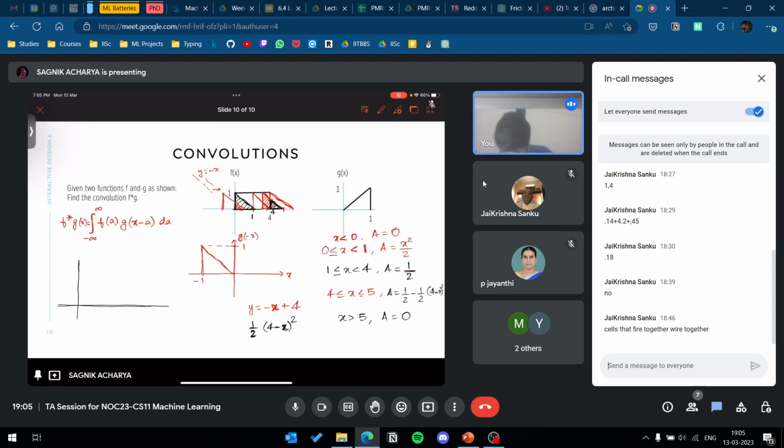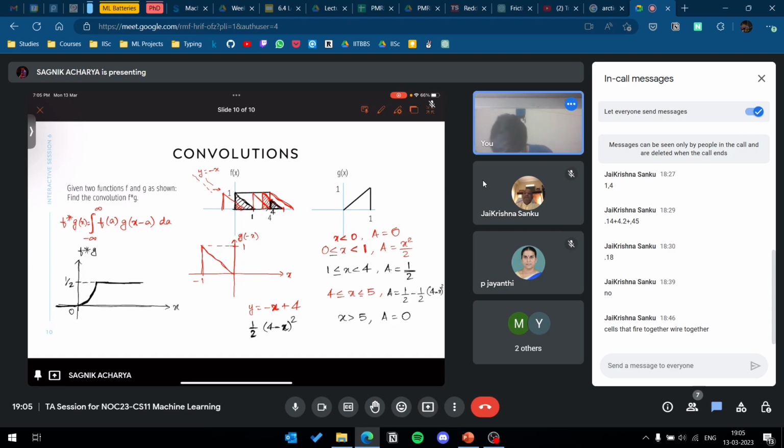So this is x and this is f star g, right? So up till x equal to 0 it is all 0. Then from x equals 0 to 1 it's x square by 2, so it's a parabola, right? Then from x equals 1 to 4 the value is fixed at half. So if you calculate the value at x equal to 1, this value comes out to be half, by the way. So for x square by 2, there aren't any jump discontinuities or anything.